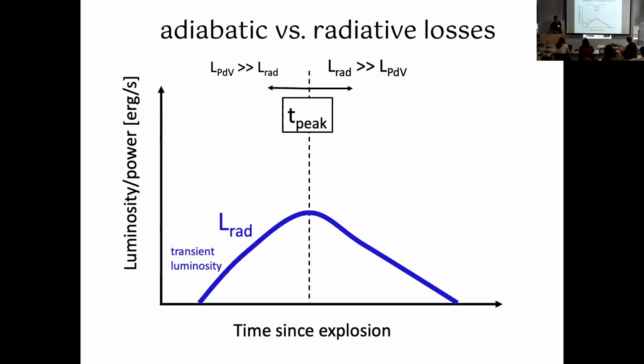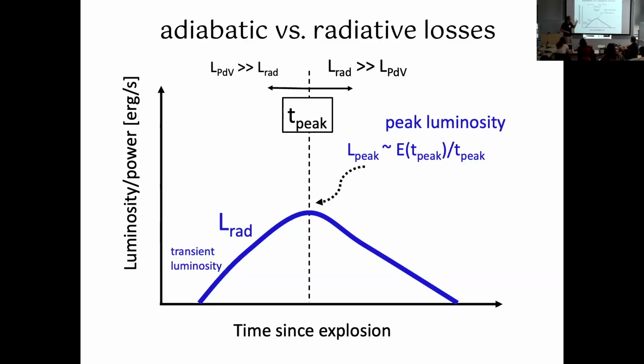So stated in terms of a schematic diagram, if I have luminosity or power of my transient versus time here, as I said, it rises up to t_peak, depending on the mass and velocity, and then it will decay, and this divides where PdV losses are relevant versus radiative losses. One thing I want to know is the duration of a transient, and that's mostly set by this peak time usually.